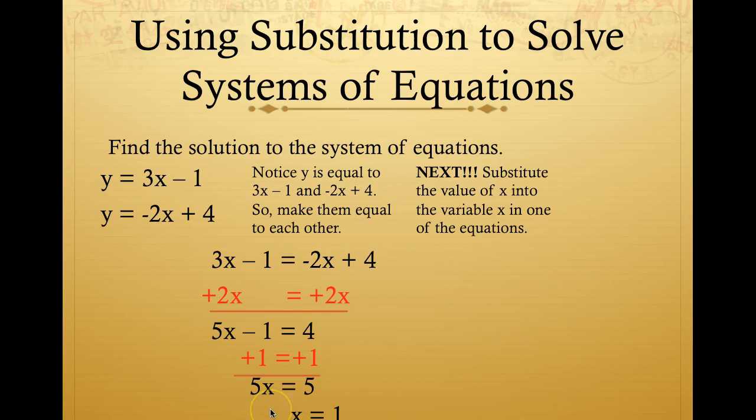Next, in order to figure out the y-coordinate, we take the value for x, which is 1, and plug it back into either one of these two equations. We can make this x 1 or this x 1 and figure out what our y is equal to. So y equals 3 times 1 minus 1 will give us y is equal to 2. So the solution to the system of equations is (1, 2).